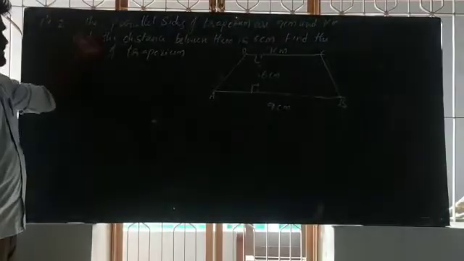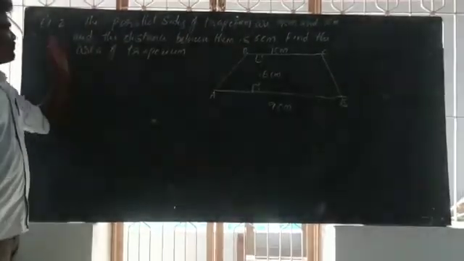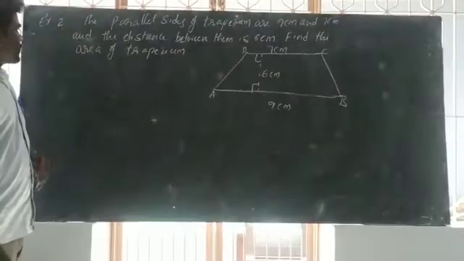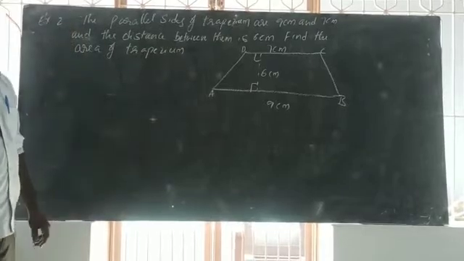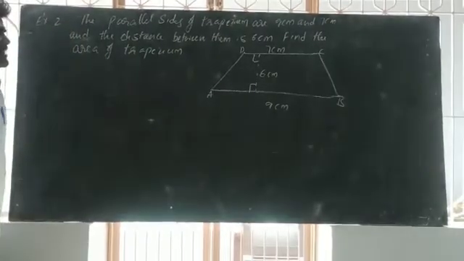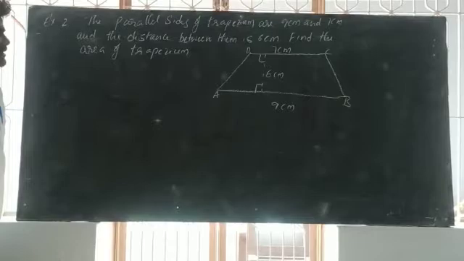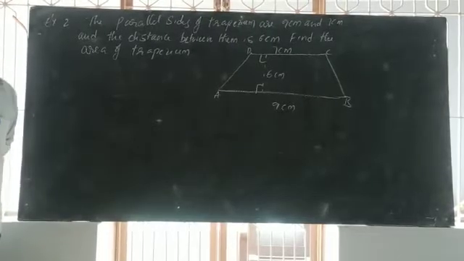Exam 2, ninth chapter, area of plane figures. So, what is the question? The parallel sides of a trapezium are 9 centimeter and 7 centimeter, and the distance between them is 6 centimeter. Find the area of the trapezium.